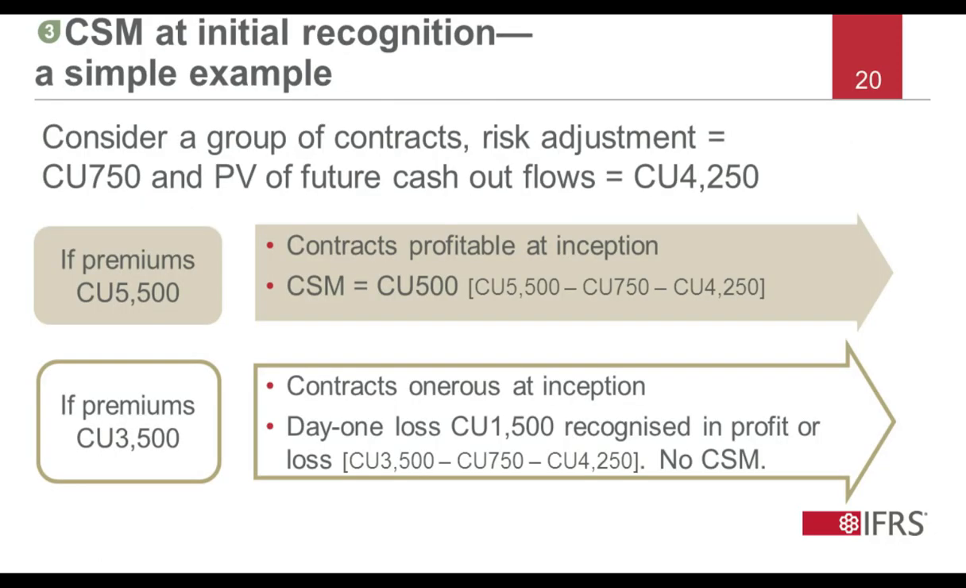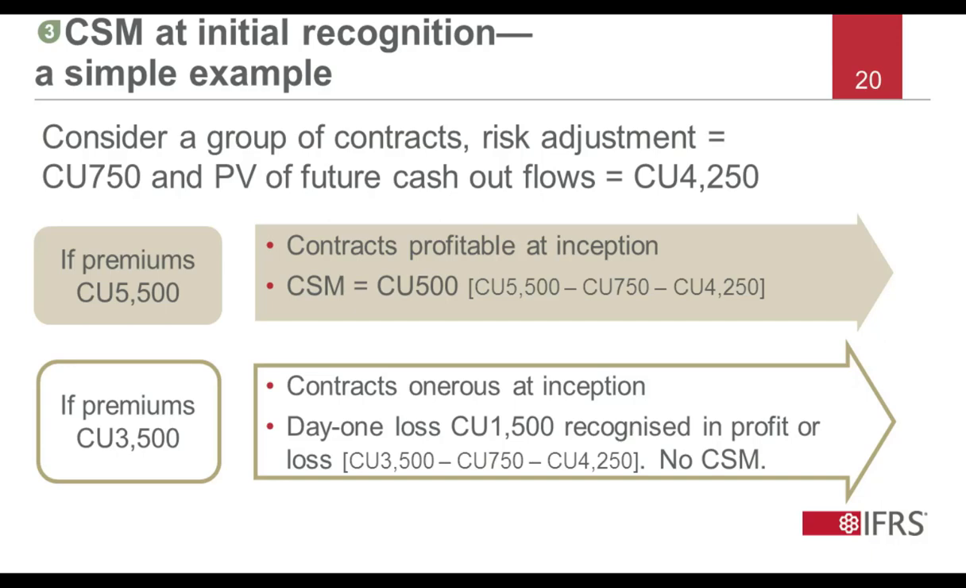Thanks, Joe. Let's consider a group of contracts for which the risk adjustment is 750 and the present value of future cash outflows is 4,250. Under the first scenario, premiums are 5,500. The CSM, as Joe mentioned, is the amount that would not result in a gain in day one. In this example, the CSM is 500.